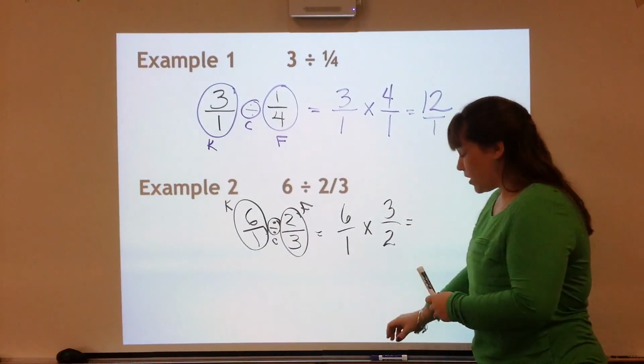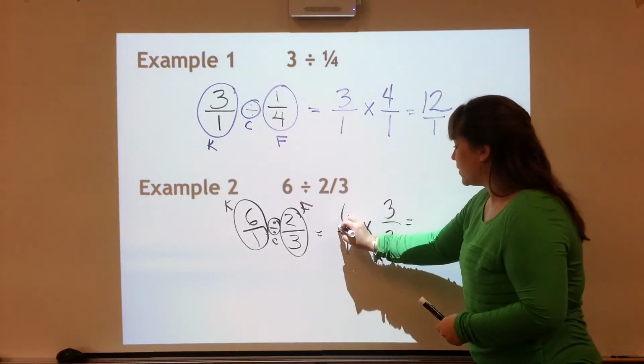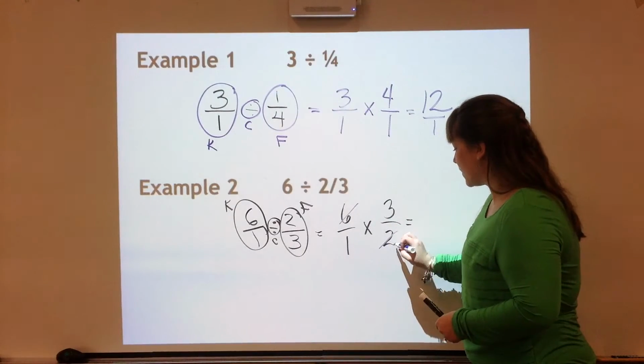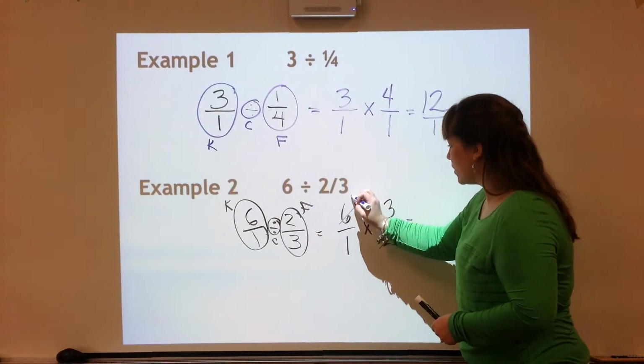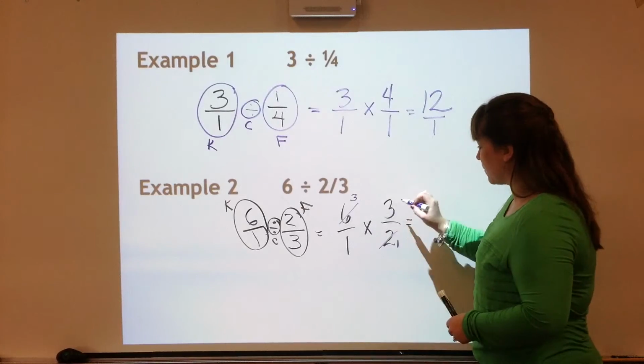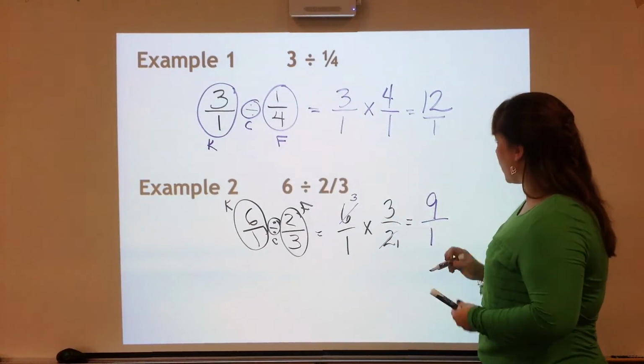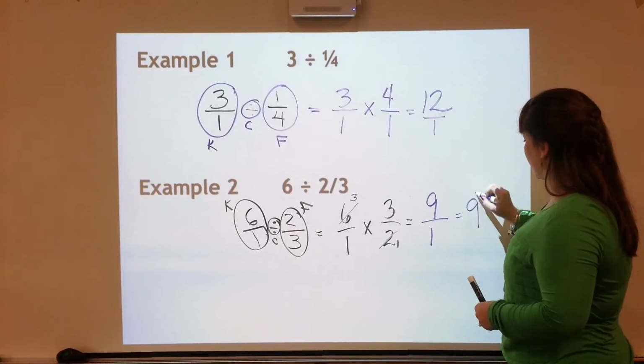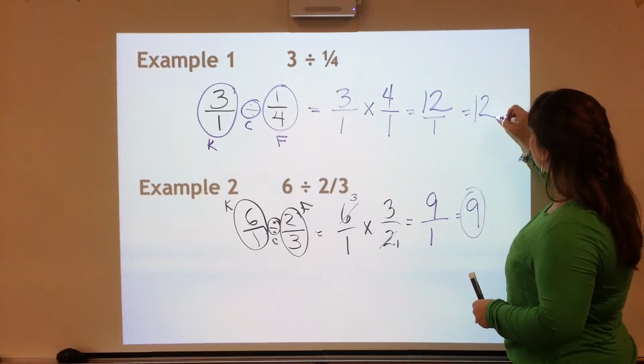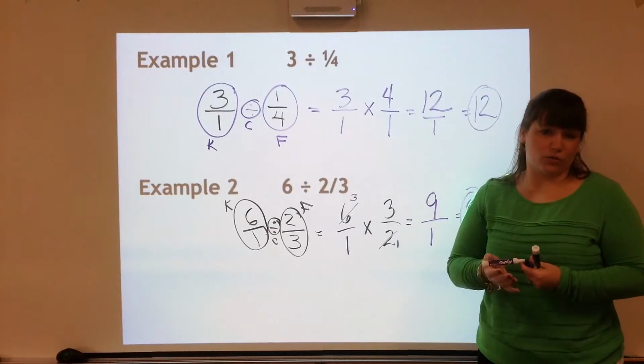Now we can do our simplifying trick. If we notice that 6 and 2 have a common factor of 2, and we have 3 times 3, which is 9, 1 times 1, which is 1, and now we have 9. So we're getting the same answers here, but we did not use a picture model.